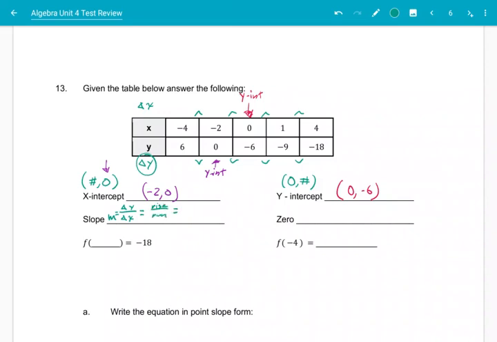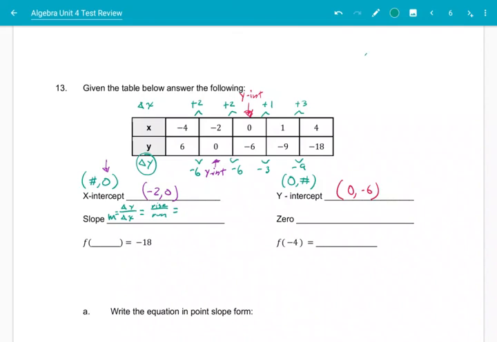So let's see, from minus 4 to minus 2, I went up 2. From minus 2 to 0, I also went up 2. Here I just went up 1. And then from here I went up 3. Okay. Well, for the y's here, from 6 to 0, I went down 6. And then from 0 to minus 6, I went down another 6. From minus 6 to minus 9, I went down another 3. And then here I went down 9.